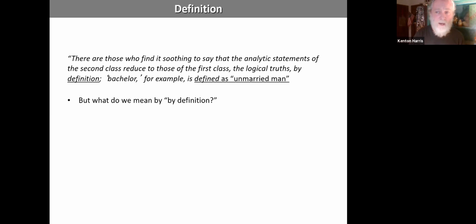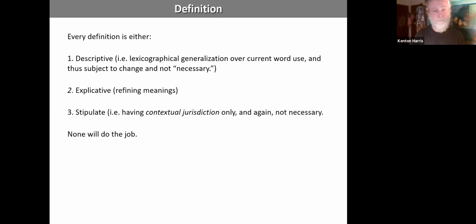But what do we mean by definition, Quine asks. There are at least three different kinds of definition, Quine points out: descriptive, explicative, and stipulative. The descriptive definition is simply a generalization of how people actually use the word. So when Webster's gives the definition of a word, they're not prescribing how we must use the word. They're simply describing how people actually use the word.